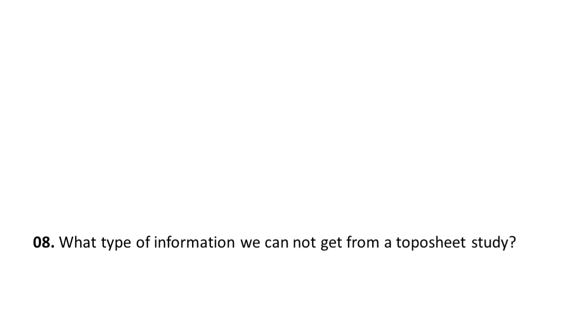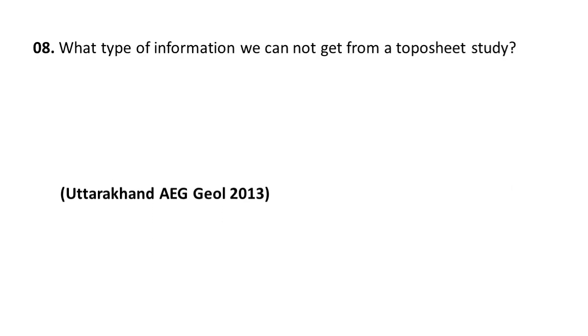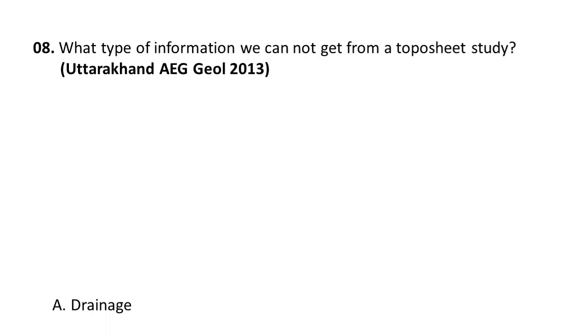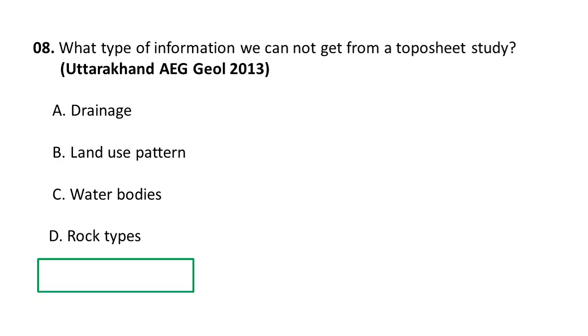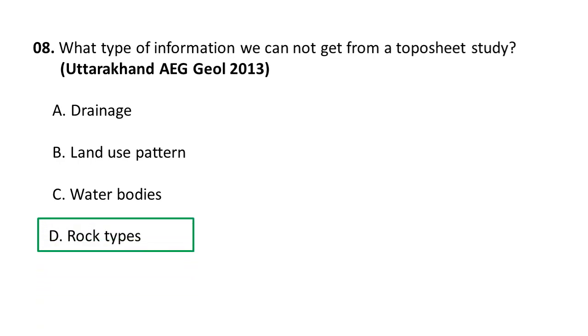Next question. What type of information we cannot get from a topo sheet study? A. drainage, B. land use pattern, C. water bodies and D. rock types. So, obviously rock types information we do not get from the topo sheet, whereas drainage, land use pattern and water bodies information you can get from the topo sheet.